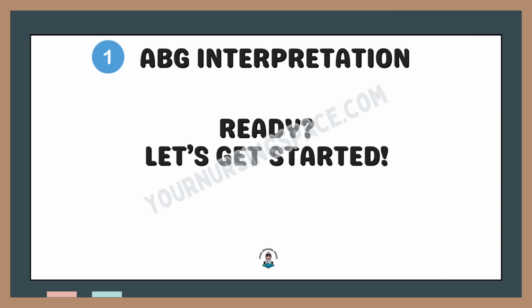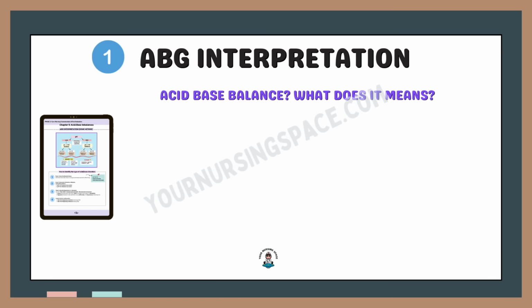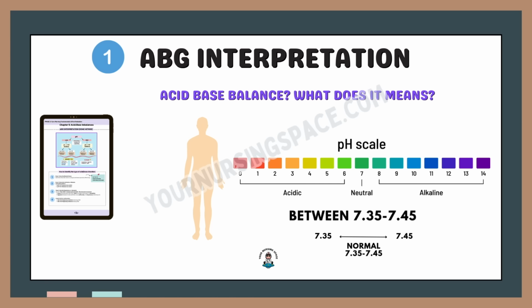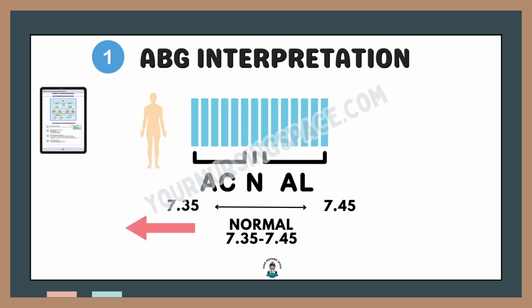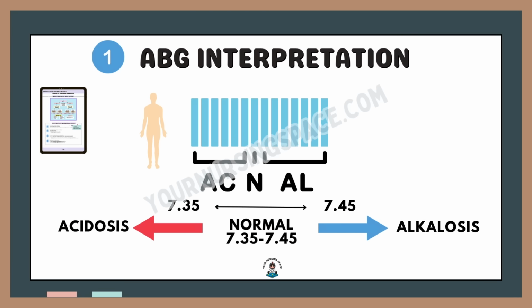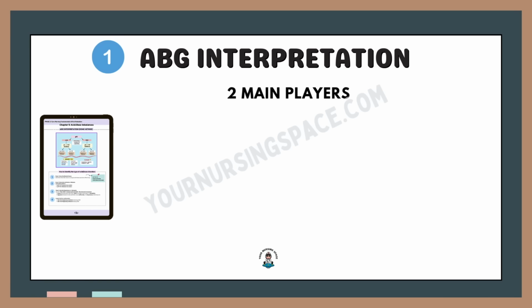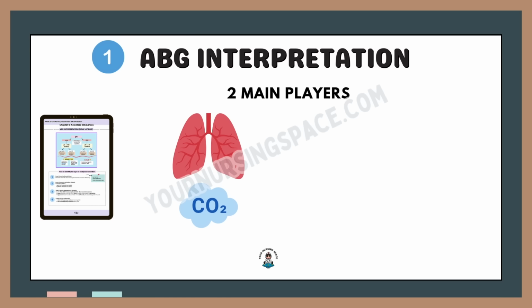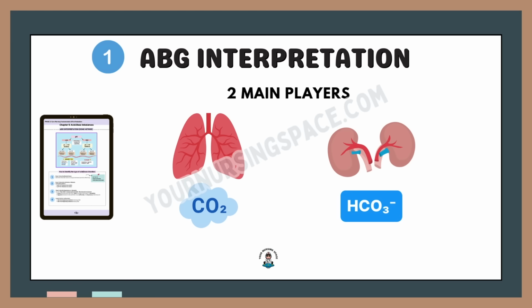Ready? Let's get started. First, let's talk about what acid-base balance even means. Your body likes to keep its pH between 7.35 and 7.45. That's the sweet spot. Too acidic, below 7.35, and you've got acidosis. Too basic, above 7.45, and it's alkalosis. Two main players control this: your lungs, which handle carbon dioxide, and your kidneys, which manage bicarbonate. Carbon dioxide is an acid, and bicarbonate is a base. Simple, right? Lungs blow off acid, kidneys hold on to base. Keep that in mind. It's the foundation.